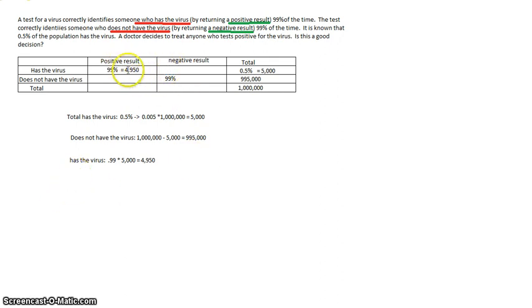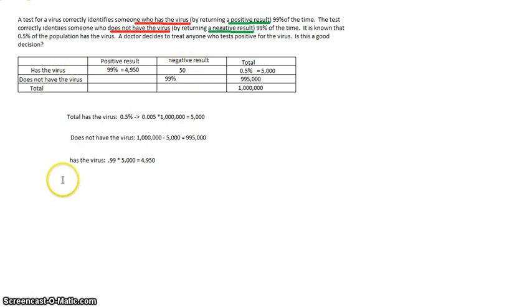Once I have that number, it'll be easy to find this number. There's 5,000 in total. Part of it is 4,950. All that's left is 50 people. So all I had to do was take 5,000 minus 4,950, and that's what I'll put in that last spot.